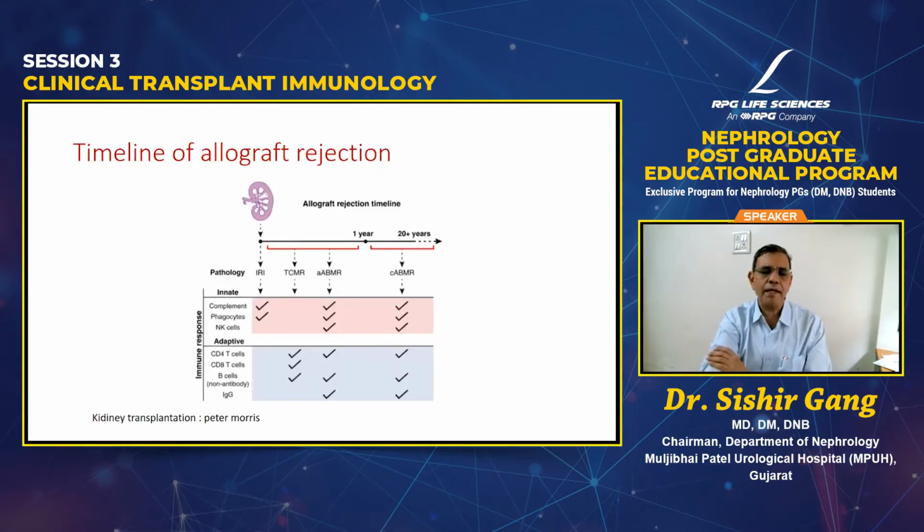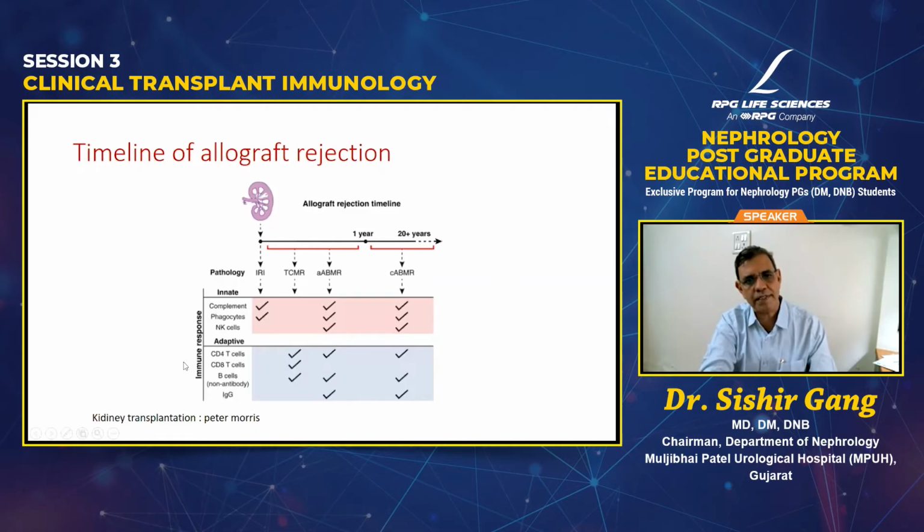Now, what is the timeline of allograft rejection? This I've taken from the textbook of Peter Morris. Initially there is an ischemia reperfusion injury, because when we harvest the graft, there is some degree of warm ischemia. Then you cool the graft, and then there is again a second warm ischemia. So initially there is ischemia reperfusion injury, and this is usually because of the innate immune response.